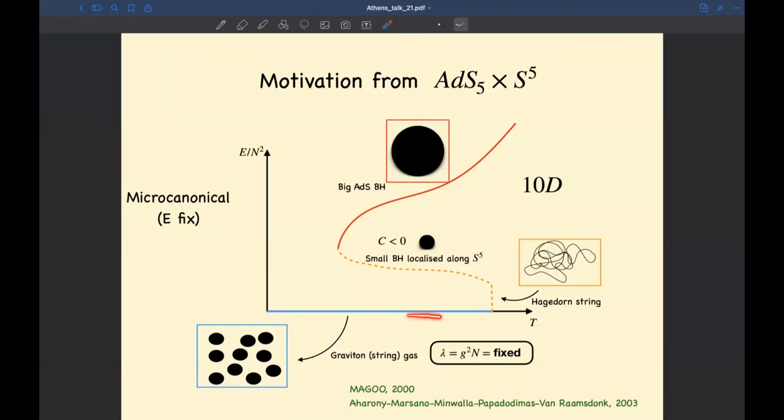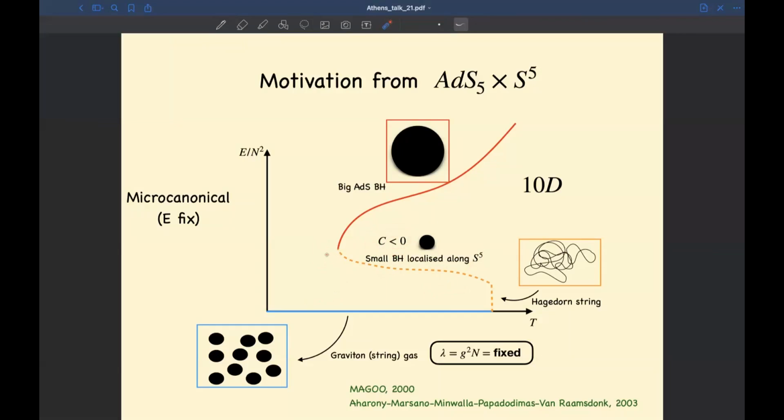As temperature grows, it hits a point when we see the onset of the Hagedorn string. Then there is an unstable phase, which is connected to small black holes localized along S5. These small black holes are unstable because they have negative specific heat. So as temperature goes down, energy goes up.